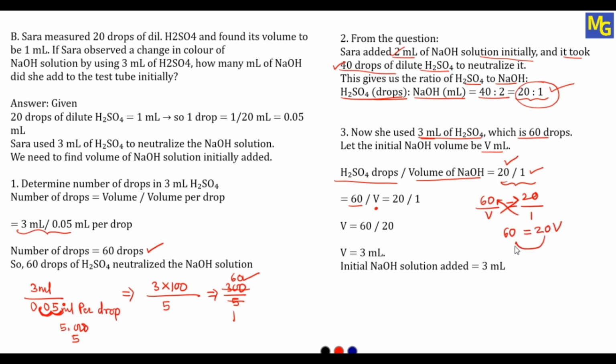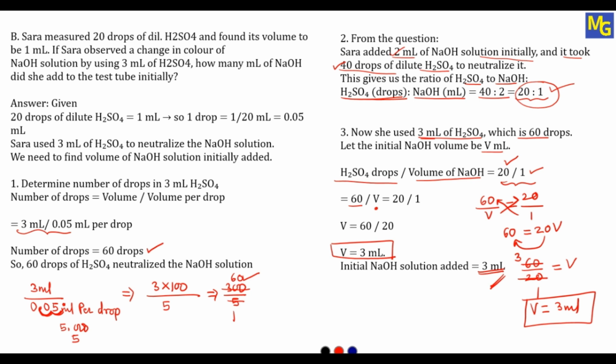Now shift this 20 to the other side, so it will become 60 divided by 20 is equal to V. Now 20 ones are 20, 20 threes are 60. So V will be equal to 3 ml, and this is the answer. So the initial NaOH solution added is 3 ml. And this is the answer for this question B.